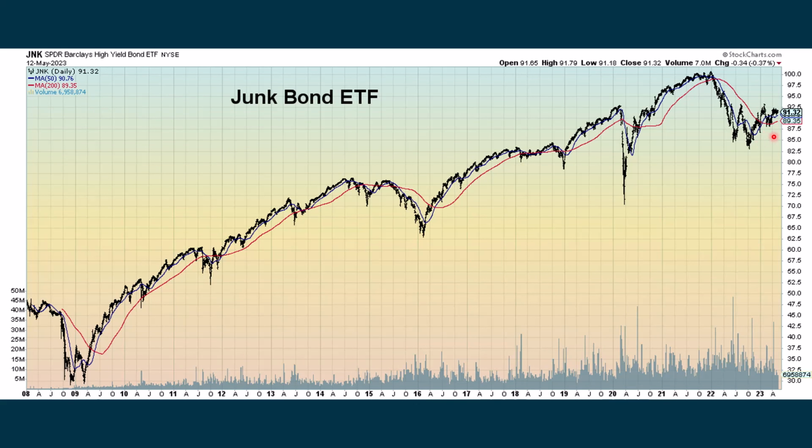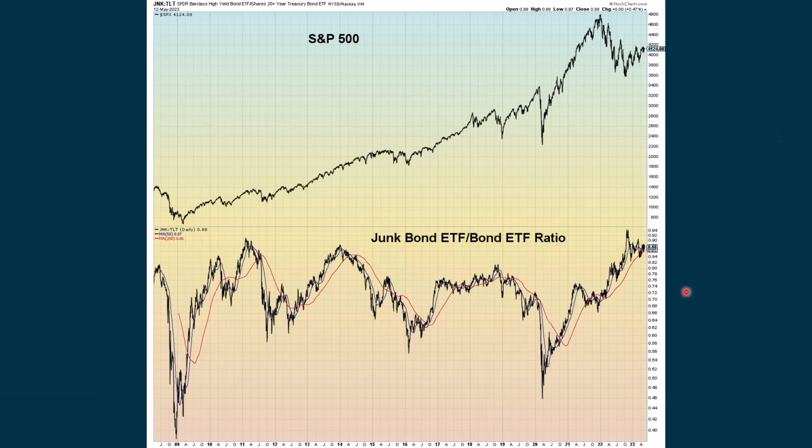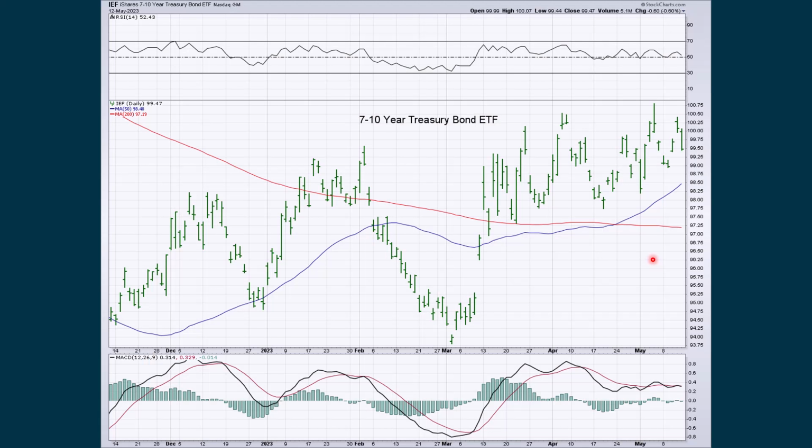Junk bonds continue to be in an overall uptrend. We compare junk bonds with government bonds, and junk bonds continue to outperform. We also look at bond prices, where they have been going higher as of late. The RSI is turning down, but still above 50. The MACD is crossing back below its moving average. It's trying to decide if it wants to be positive or negative.